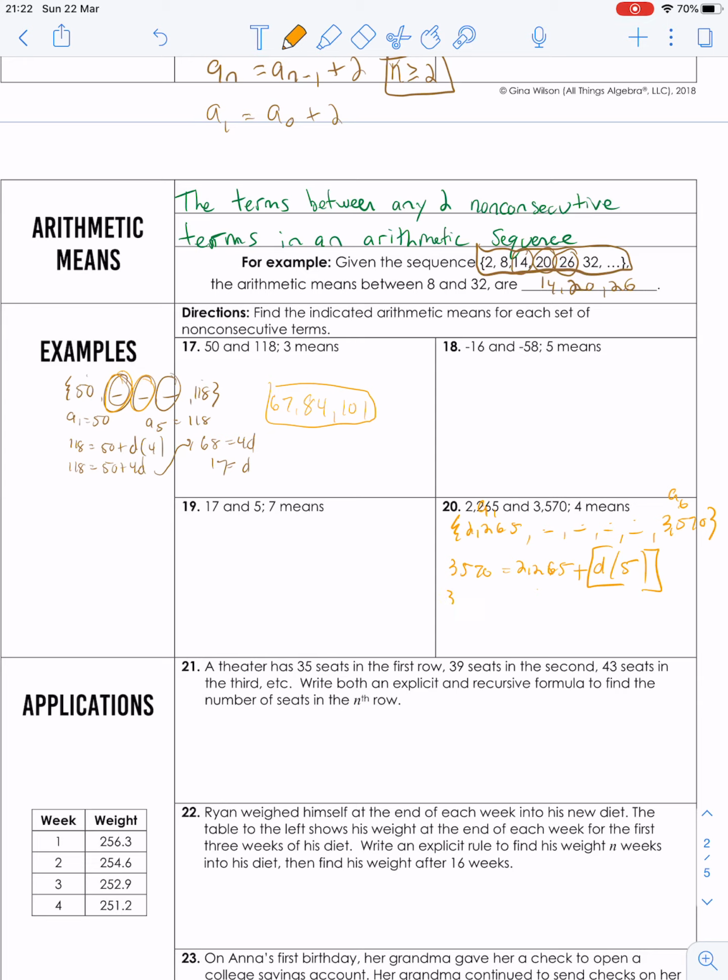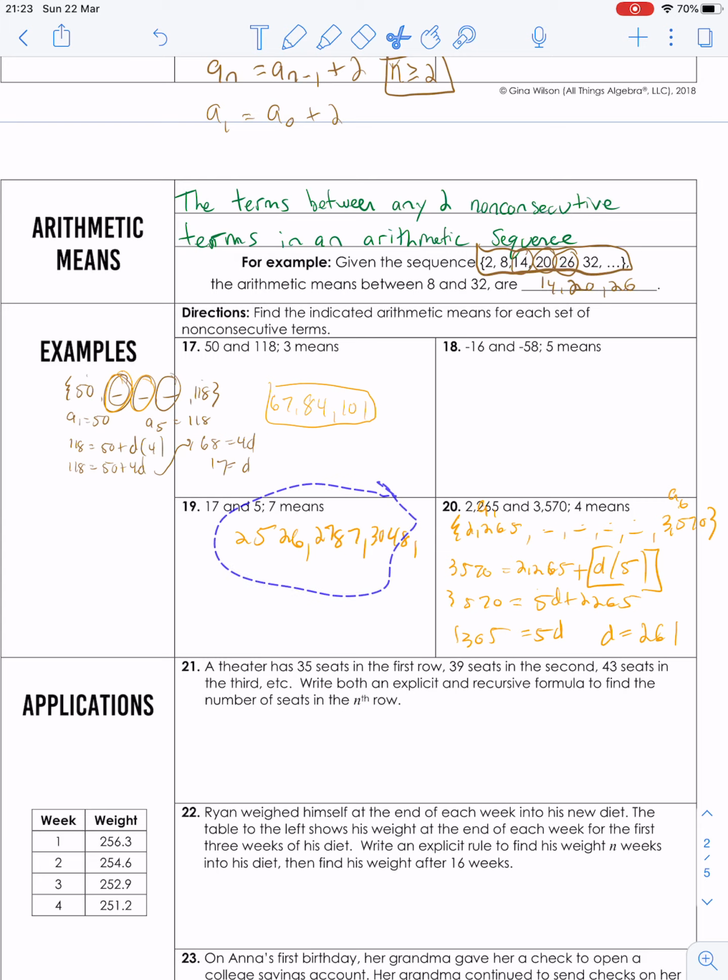So we get 3,570 equals 5D plus 2,265. So 5D equals 1,305, which means D equals 261. So we have to add 261 every time. So 2,265 plus 261 is 2,526, and then 2,787, and then 3,048, and then I gotta move this over.